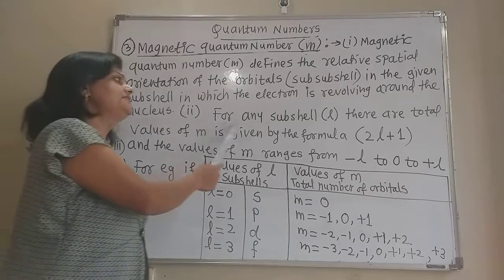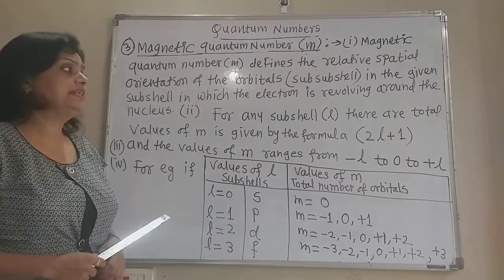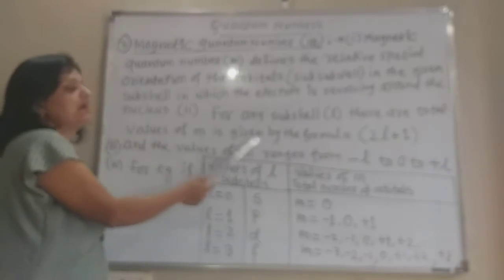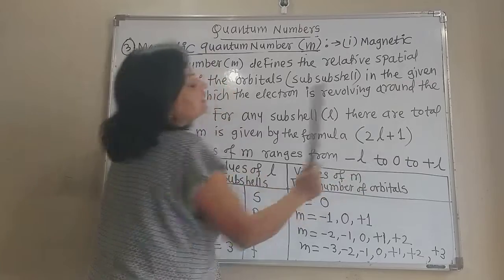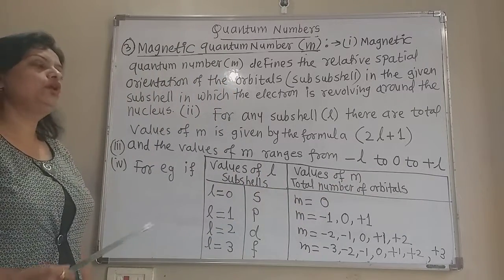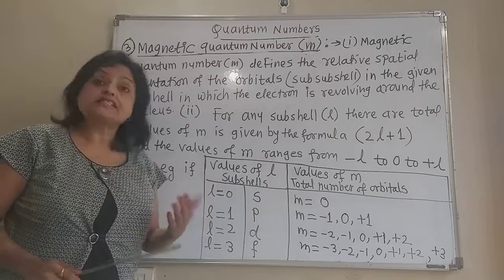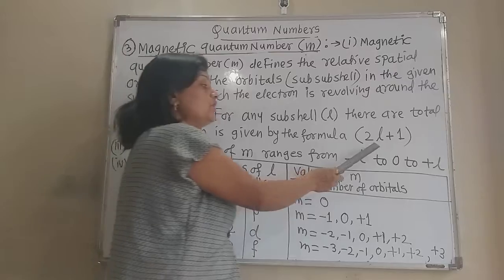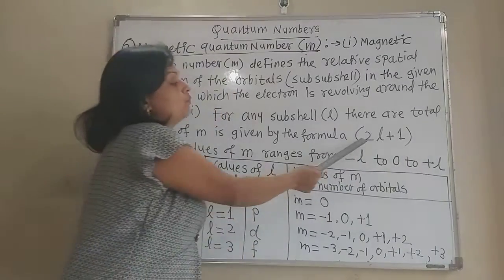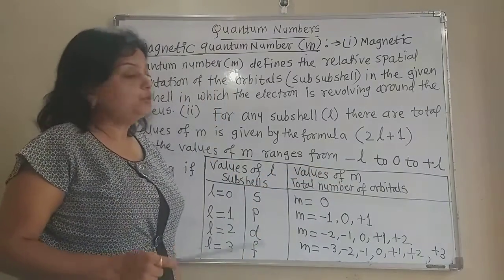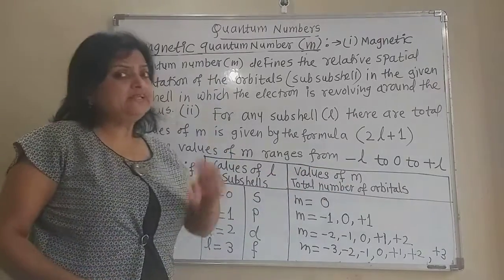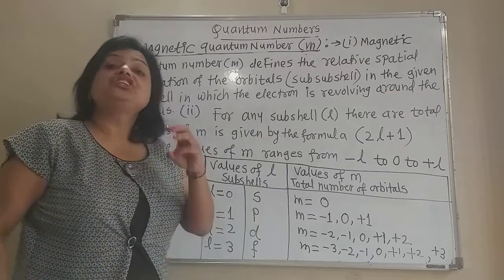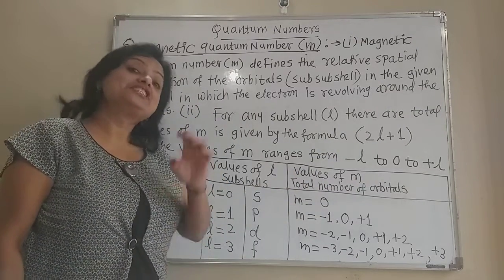Now for any subshell with value L, the total number of values of m is given by the formula 2L plus 1. This is the formula to obtain the total number of orbitals present in that subshell. If L is equal to 1, what is there? 2 multiplied by 1 is 2, plus 1, that means 3. If the value of L is 1, then there are 3 orbitals in that subshell.